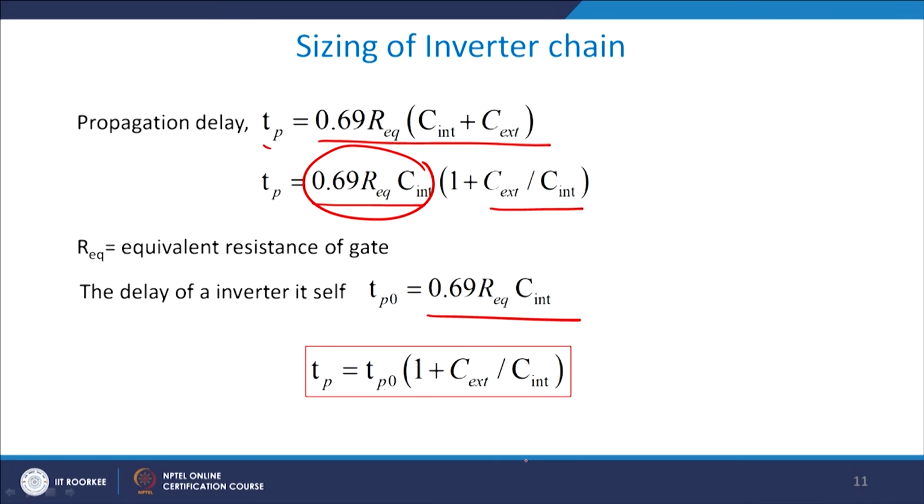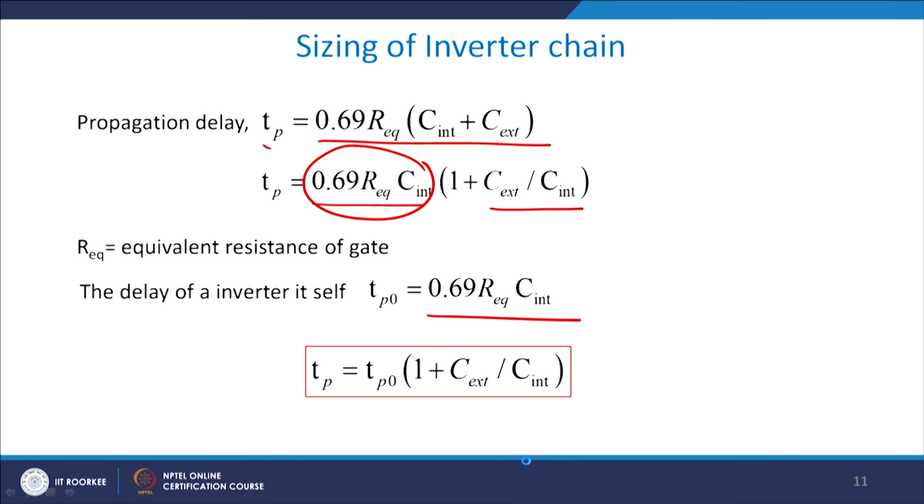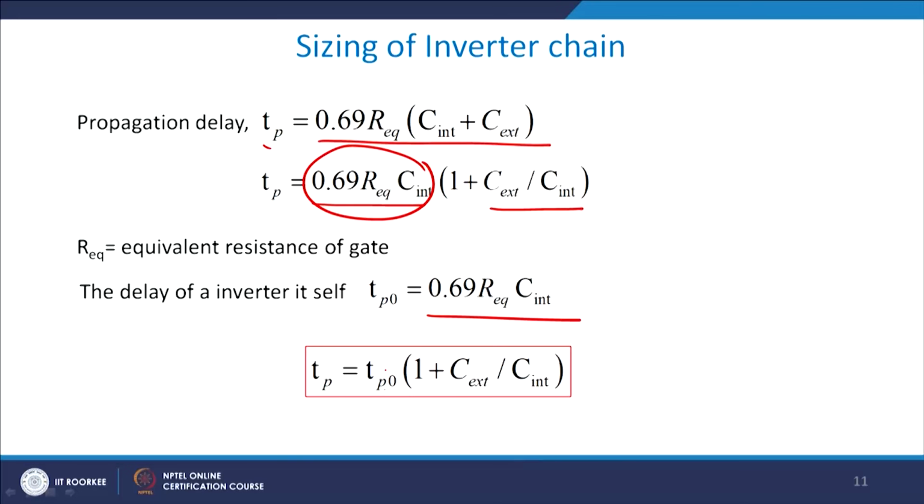So, what I am trying to say is that you have a chain of inverters, right. If you look at the chain of inverters, this is CL, this is in, and this CL is composed of C intrinsic and C external. Intrinsic is because of gate and diffusion, because of drain and bulk, there will be internal capacitances. So, the inverter itself will get delayed by virtue of this, without being even affected by the next stage gate capacitances. So, as a result you get this as Tp0 times (1 plus C external by C internal), right.